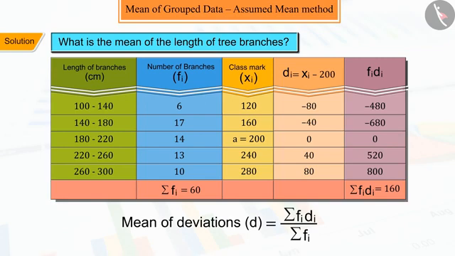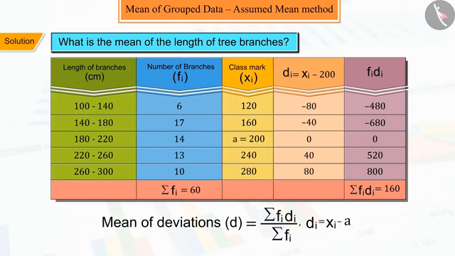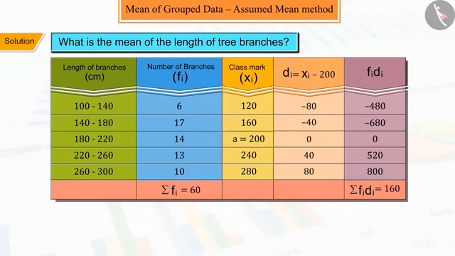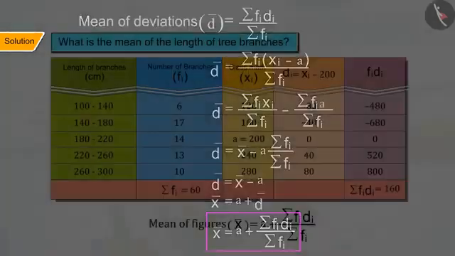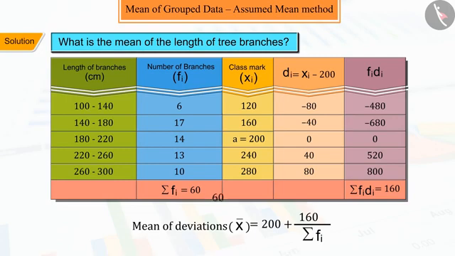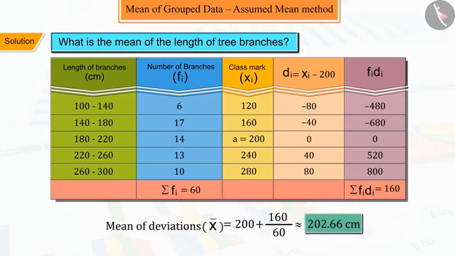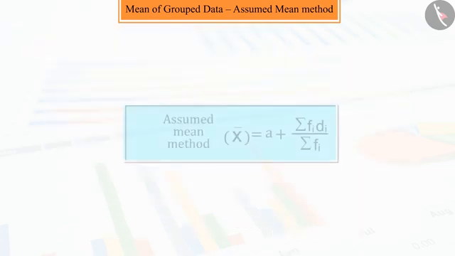But you must remember that to find di, we subtracted a from each xi. So, while finding the mean, we have to add a to d bar, which is explained as below. From which the mean of the lengths of the branches is calculated as approximately 202.66 centimeters.